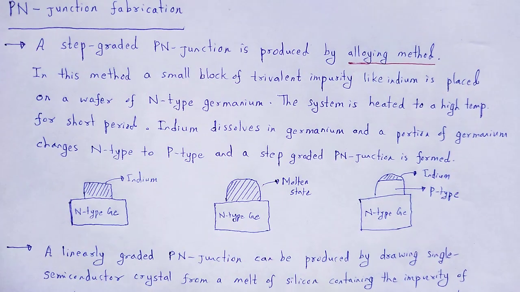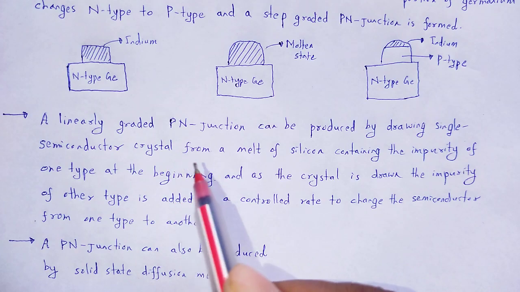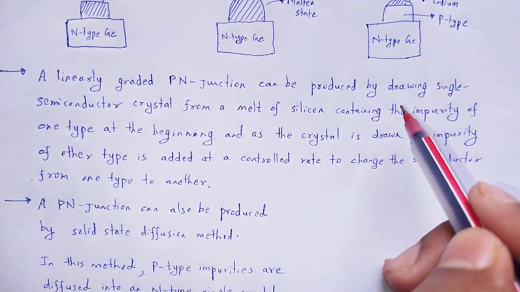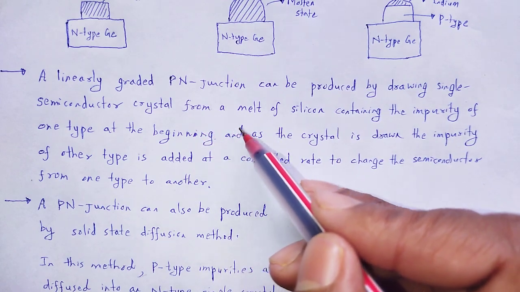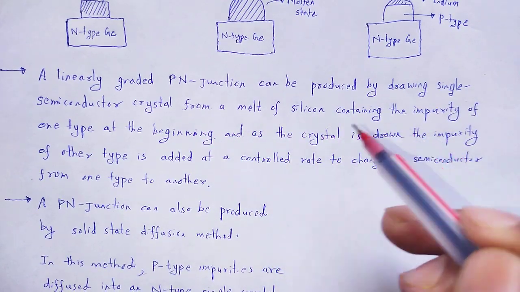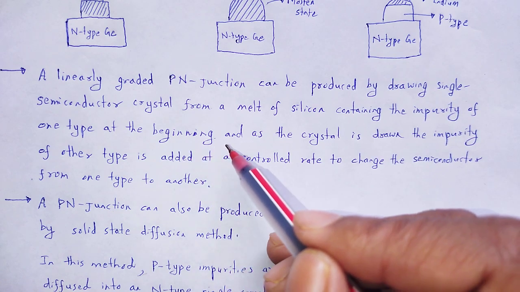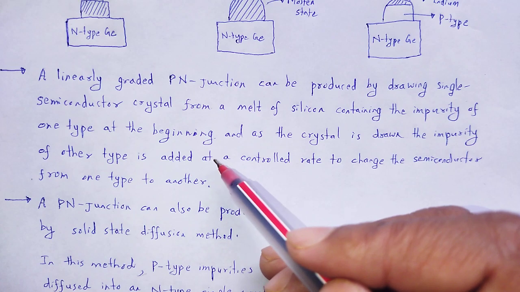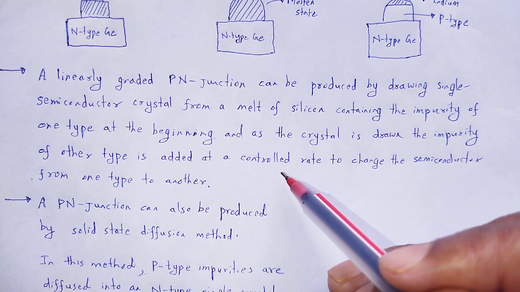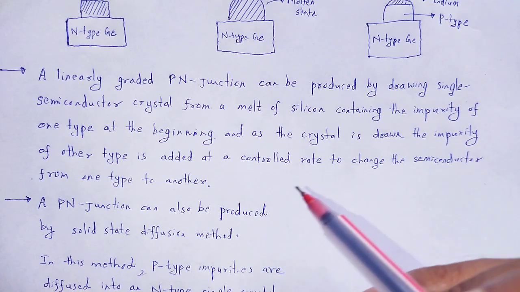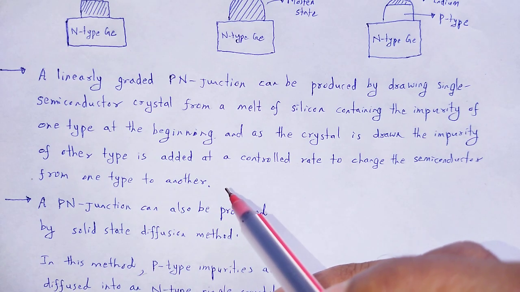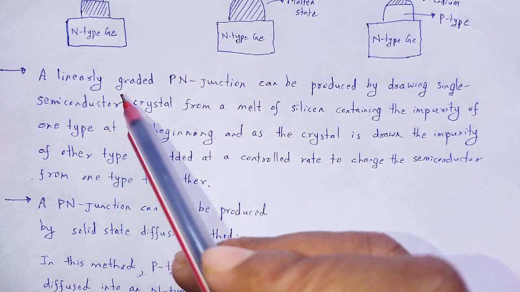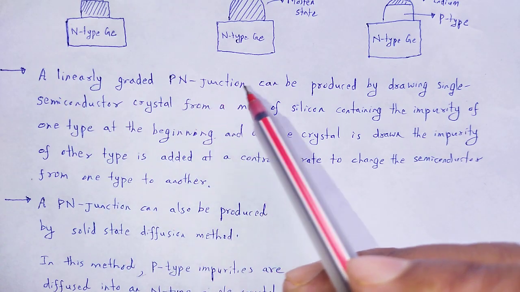Next, in case of linearly graded p-n junction, it can be produced by drawing a single semiconductor crystal from a melt of silicon containing impurity of one type at the beginning, and as the crystal is drawn, the impurity of either type is added at a controlled rate to change the semiconductor from one type to another. As it is in a controlled manner, the gradation is a linearly graded p-n junction.